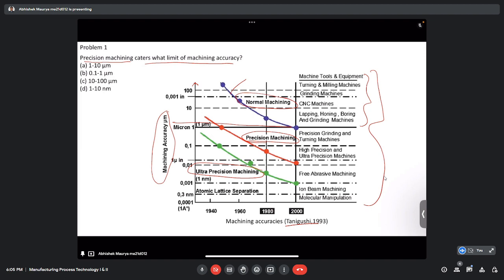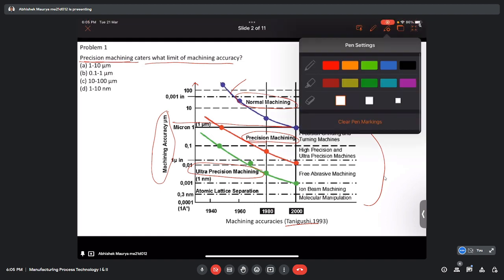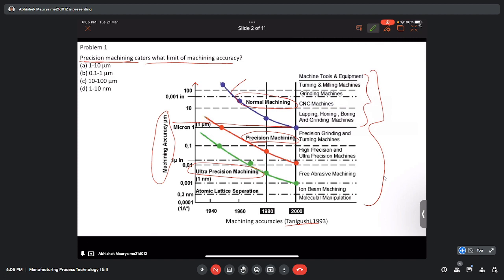So based on that, the question has been asked about the precision machining. Precision machining means this line, and it comes in this region, that is from 1 micron to 0.1 micron. So the correct answer for this is B.